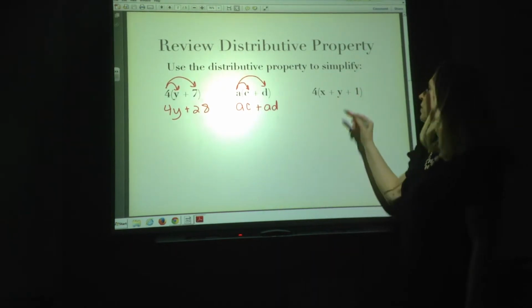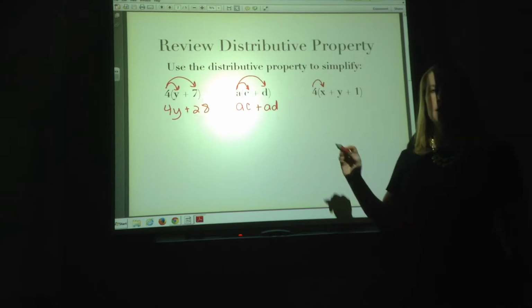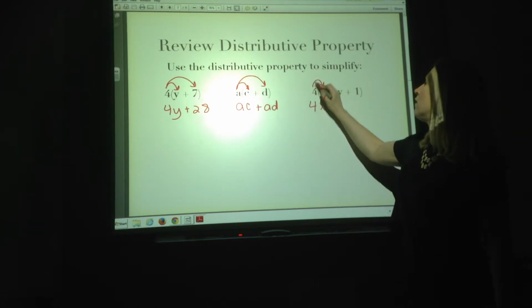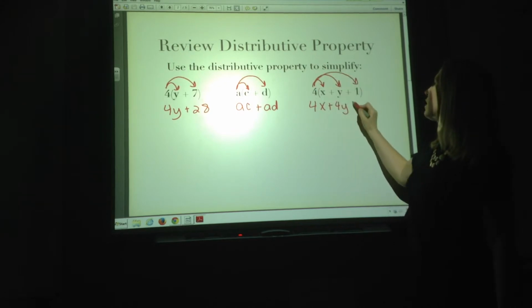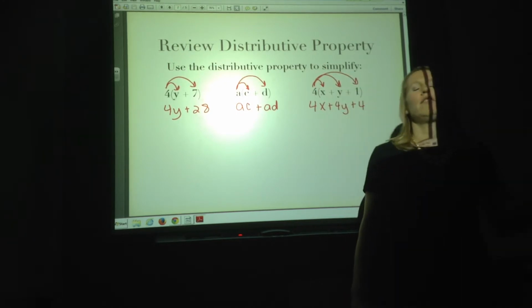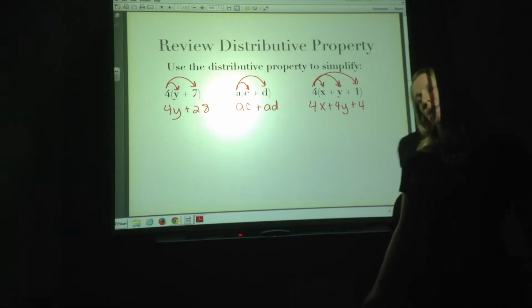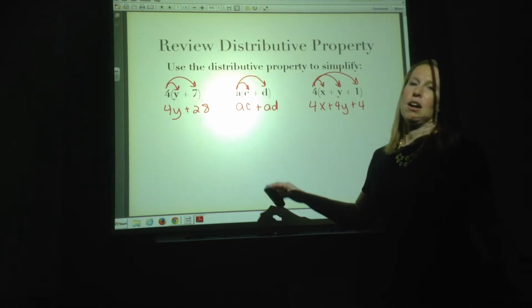Okay, one more. If I do 4 times x, that's 4x. 4 times y is 4y. And 4 times 1 is 4. So hopefully you remember how to do distributive property. Alright, moving on.